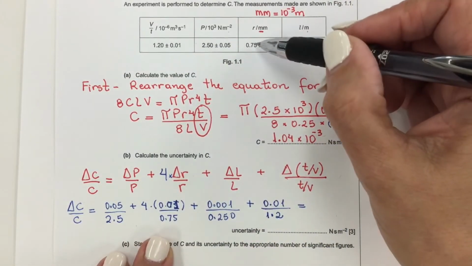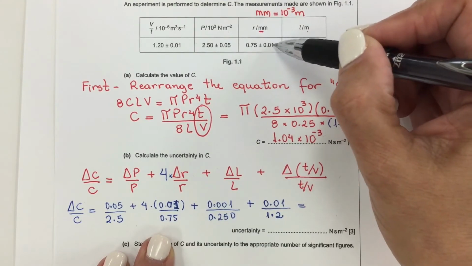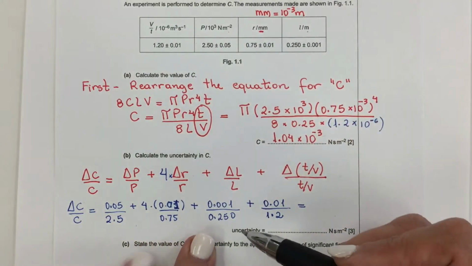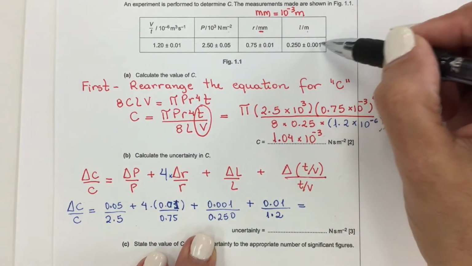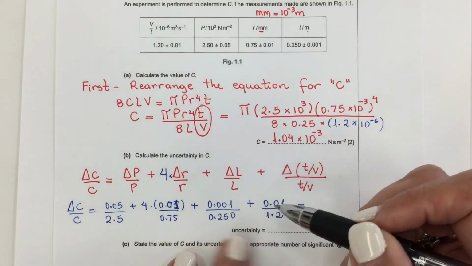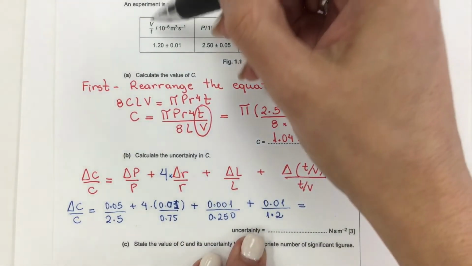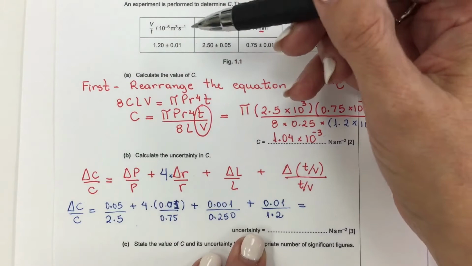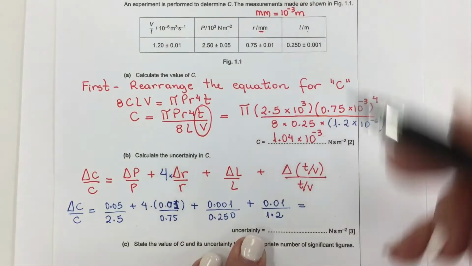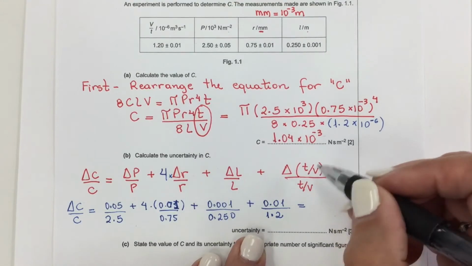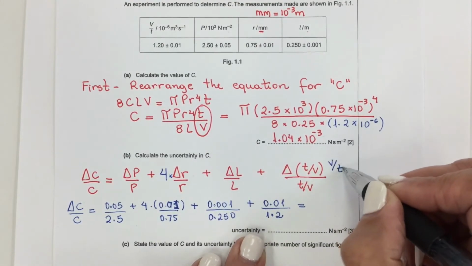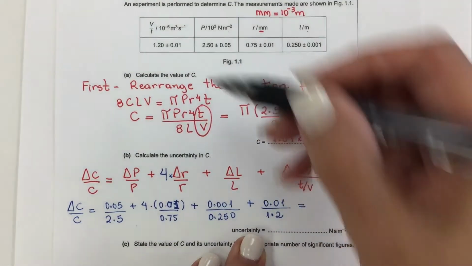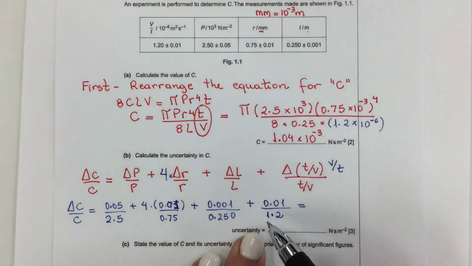For R the uncertainty is 0.01 divided by the value, 0.75. For L it is 0.001 divided by 0.25. And for V over T or T over V it will be the same approach, because in both cases, even if I had written V over T instead, it is still the uncertainty over the value, so it will not change anything. So 0.01 divided by 1.2.